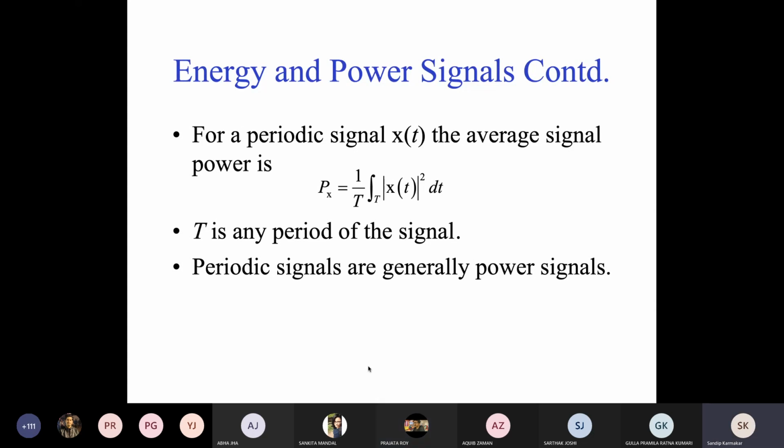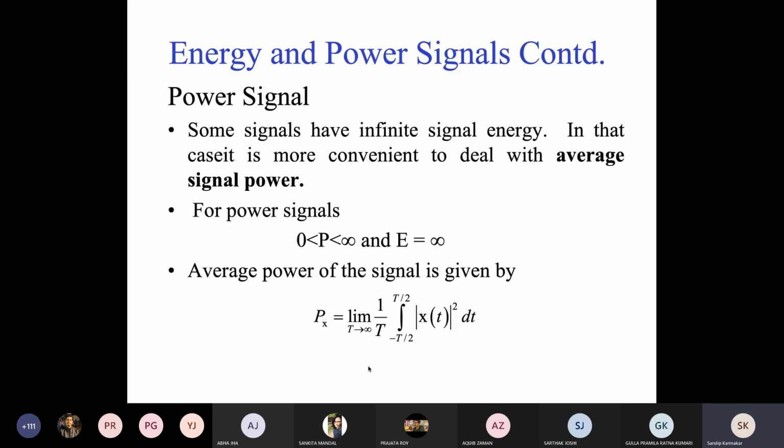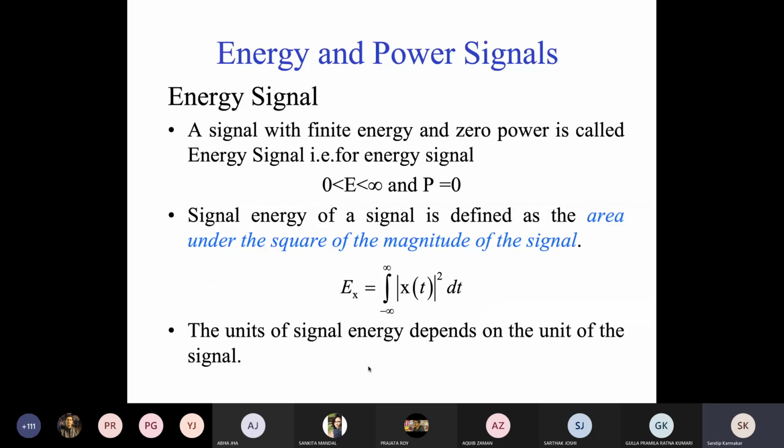Okay. I want you to find out the average, sorry, the energy of the sine pi t signal. Energy of the sine pi t signal. Okay, sir. Do it yourself. All of you do it.